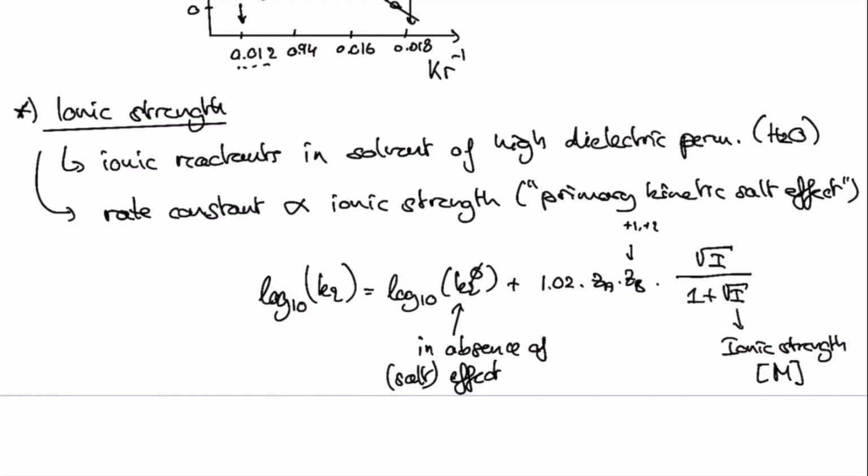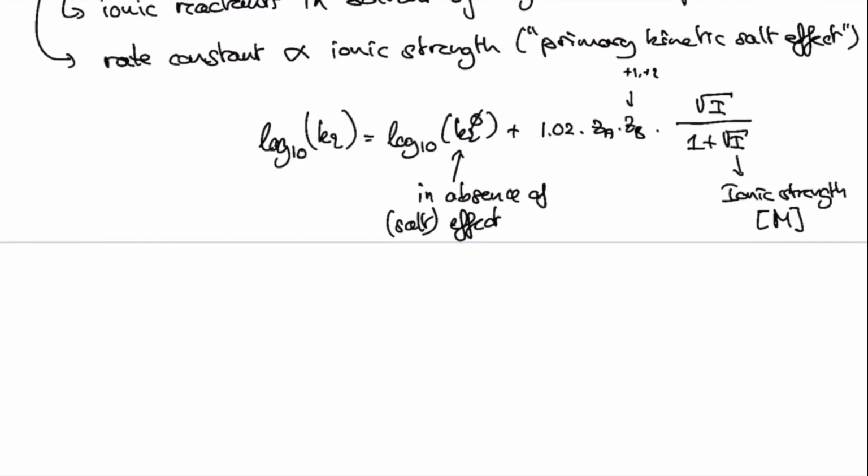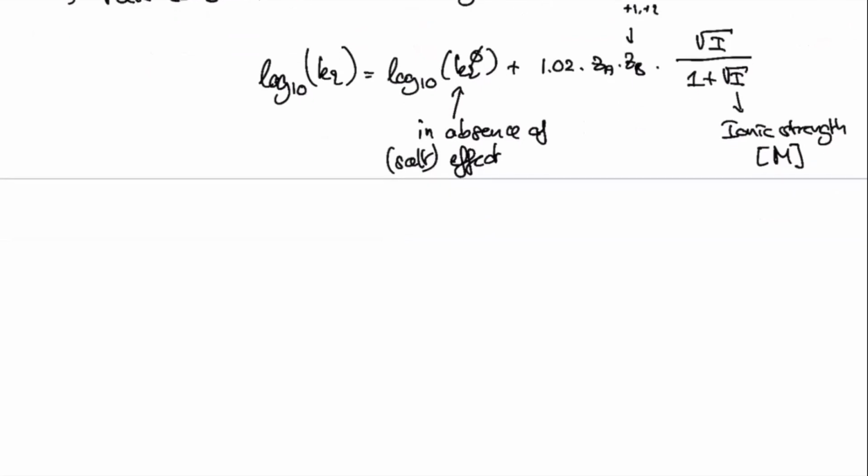Right, so practically speaking, you can just add a bucket load of sodium chloride to your water to change the ionic strength, which will change your reaction rate. And that can lead to increases or decreases in the reaction. So let's look at an example.